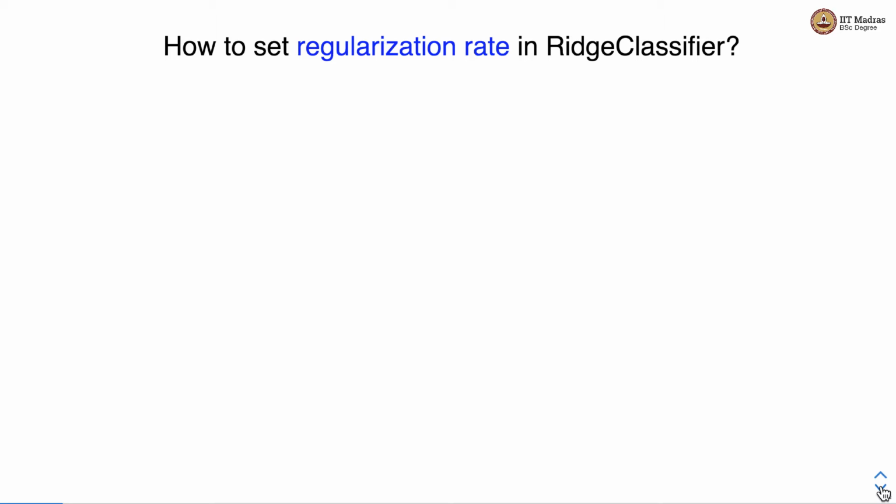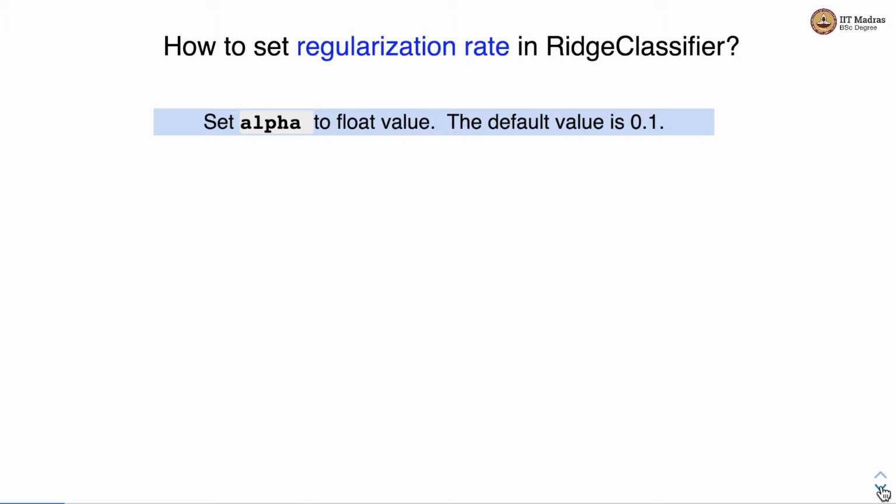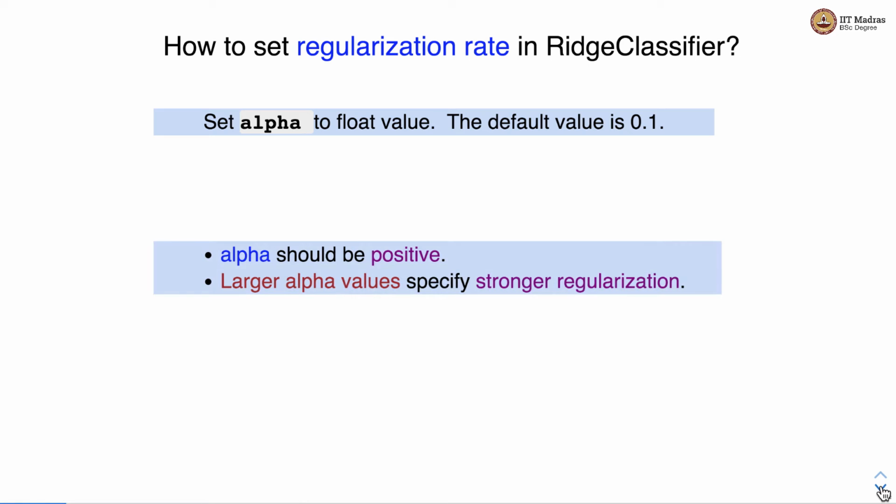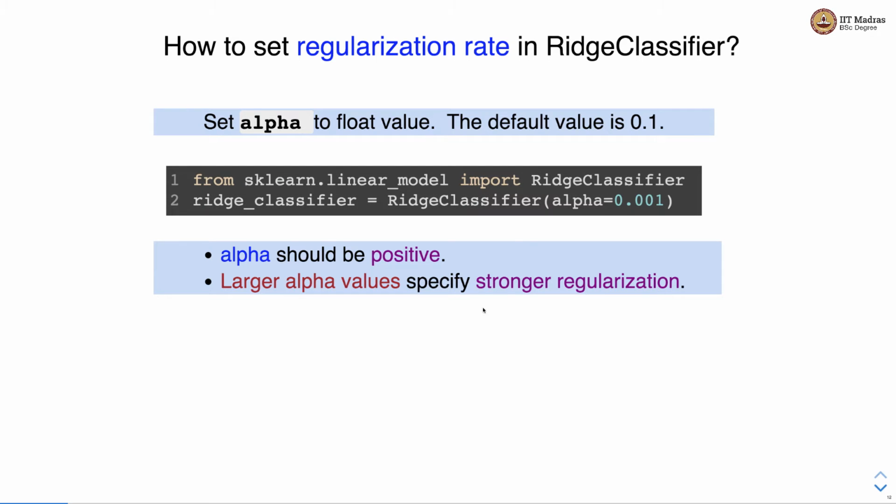Let's see how to set regularization rate in Sklearn. So we use alpha to control the regularization rate. We need to set alpha to a float value, and the default value for alpha is 0.1. Alpha should be positive, and a larger value of alpha specifies stronger regularization. So we simply set the value of alpha in the Ridge classifier constructor, by setting the desired value for controlling the regularization rate.